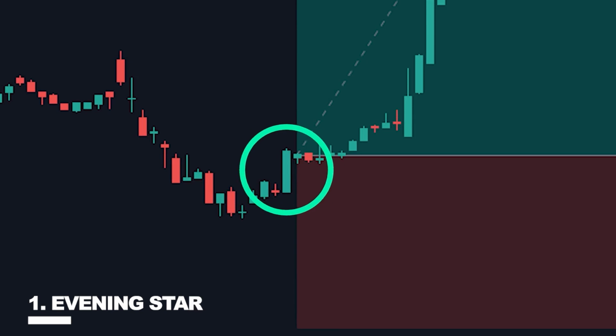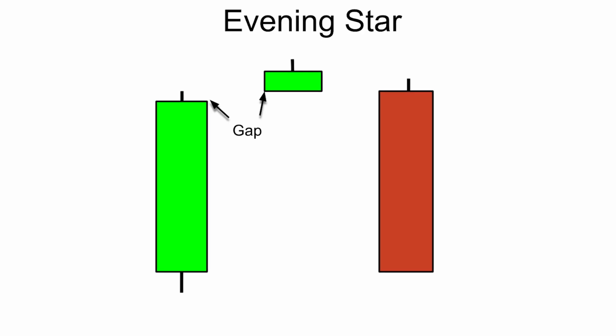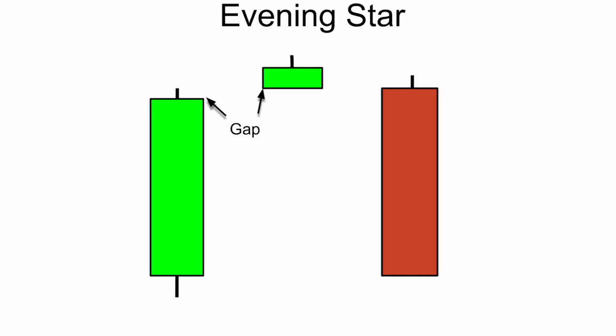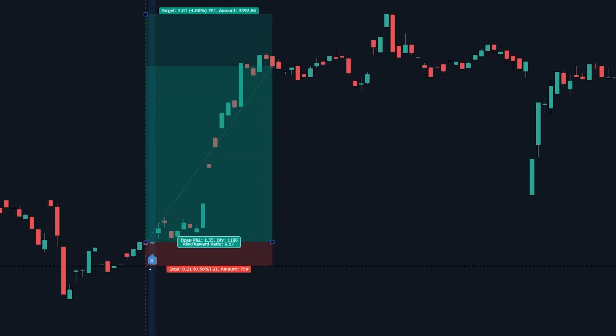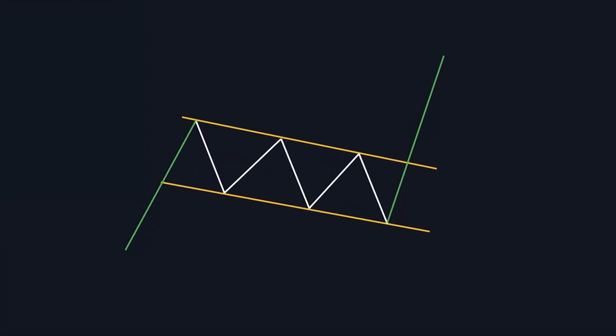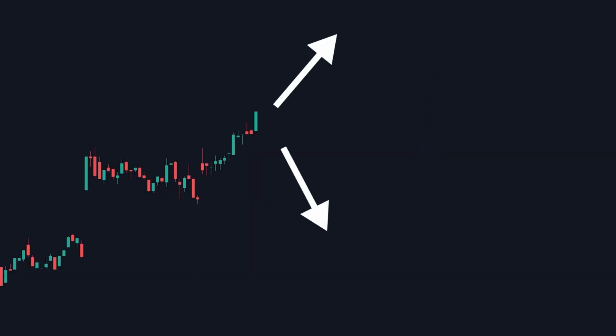Number 1. Evening Star. The evening star is a bearish pattern formed by a short candle between a long green candle and a large red candle. It indicates a reversal of an uptrend, especially when the third candle erases the gains of the first.